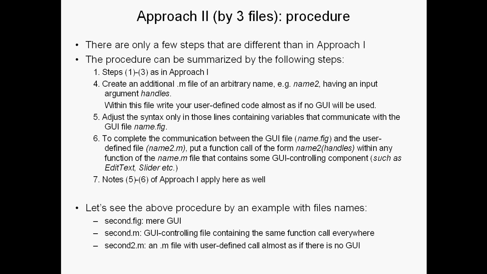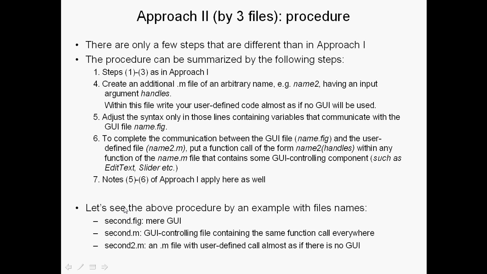After that, we adjust the syntax only in those lines that contain variables that communicate with the GUI file name.fig. Finally, to complete the communication between the GUI file and the user-defined file, we use the other M file in a way to put a function call of the form name2 with the argument handles within any function of the name.m that contains some GUI controlling component.